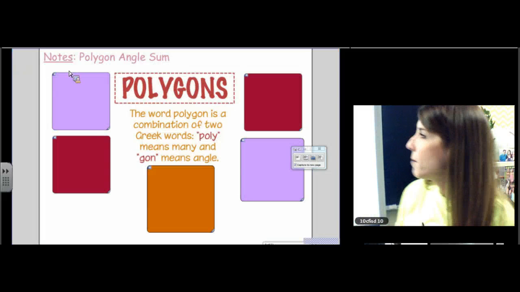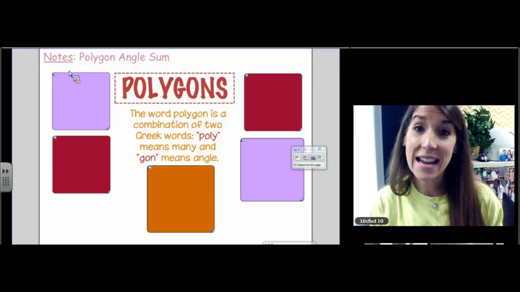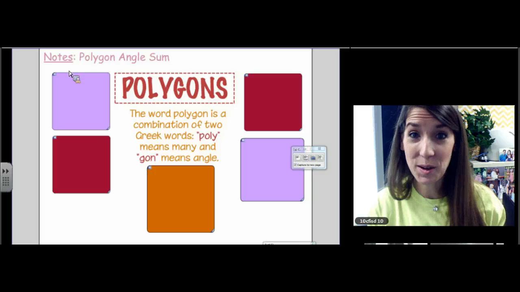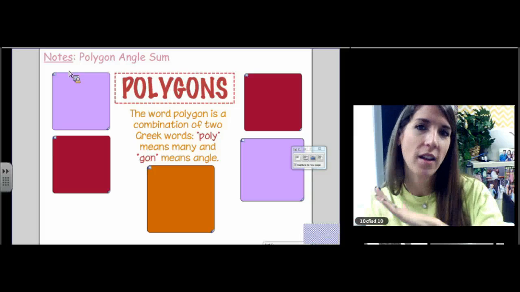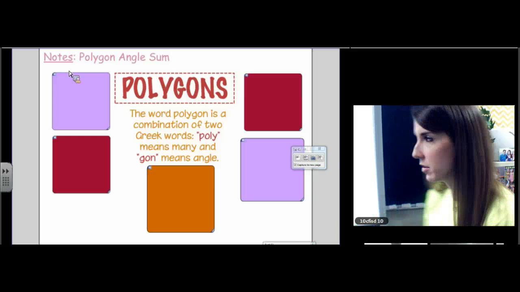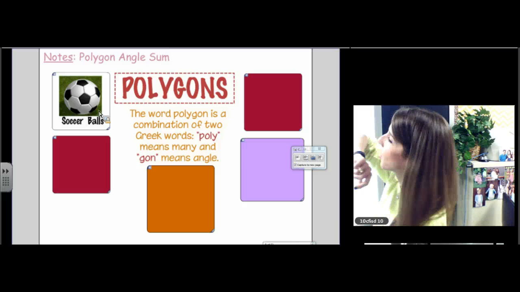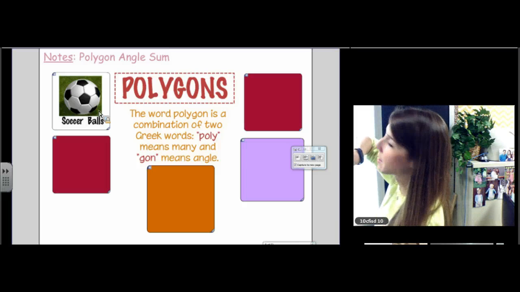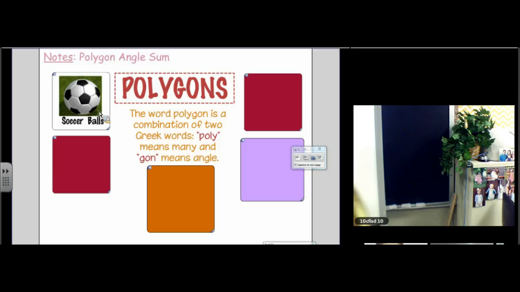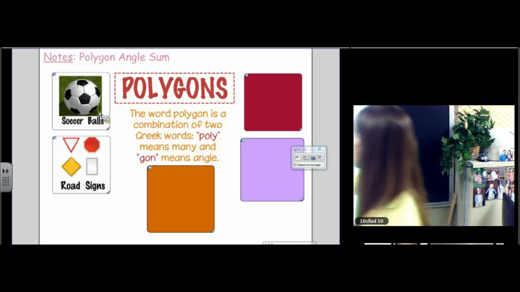Polygons. The word polygon comes from Greek roots. Poly means many, so more than two. Bi is two, and then poly is many. And then gon means angle. So a polygon has many angles. Here are some polygons in the real world. We've got our soccer ball made up of hexagons and pentagons. We've got road signs. Almost all road signs are polygons of some sort.